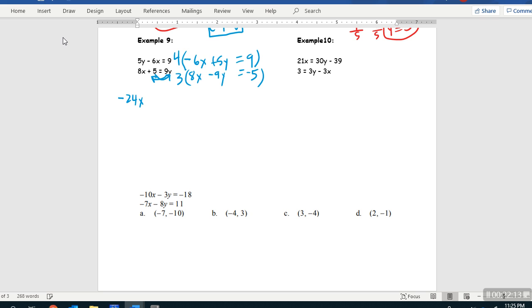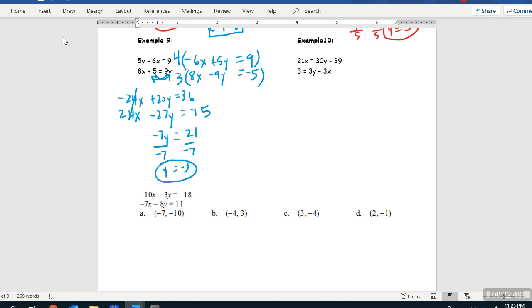-24x. 4 times 5y is plus 20y. 4 times 9 is 36. 3 times 8, 24x. 3 times -9, -27y. And 3 times -5, -15. So when we add, these are eliminated. Here we get -7y. Here we get 21. Divide both sides by -7. y equals -3.